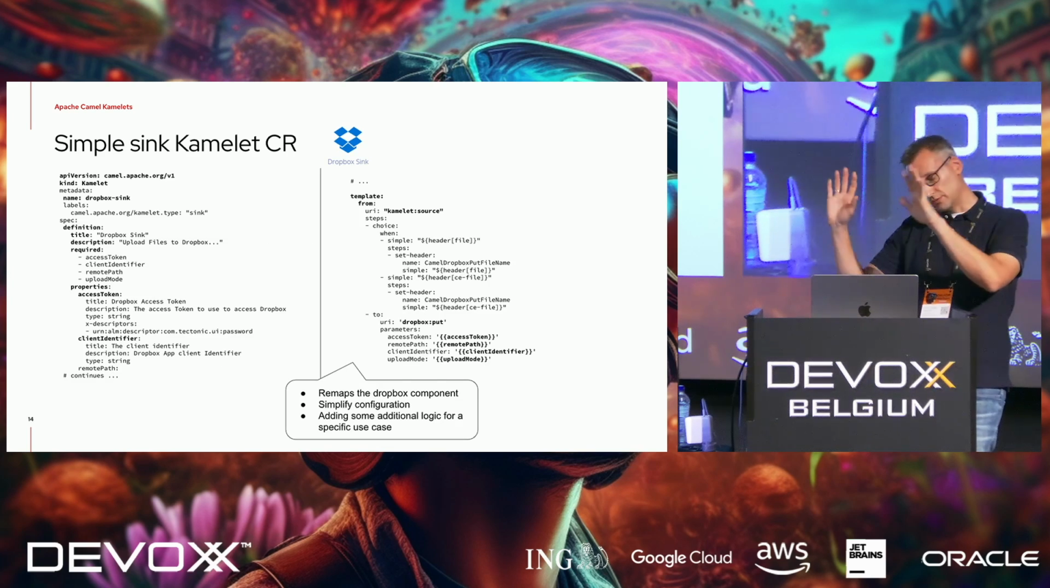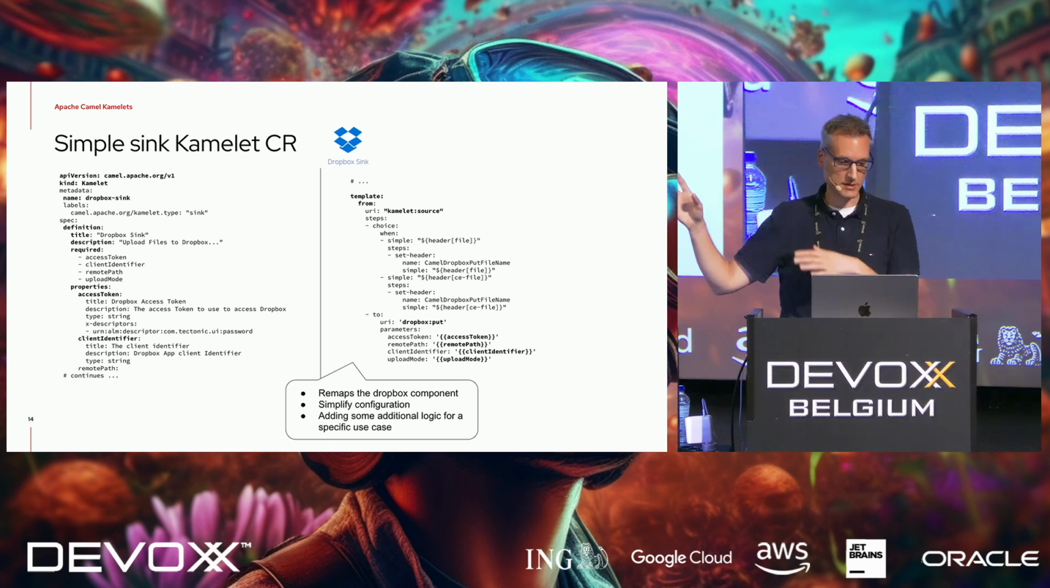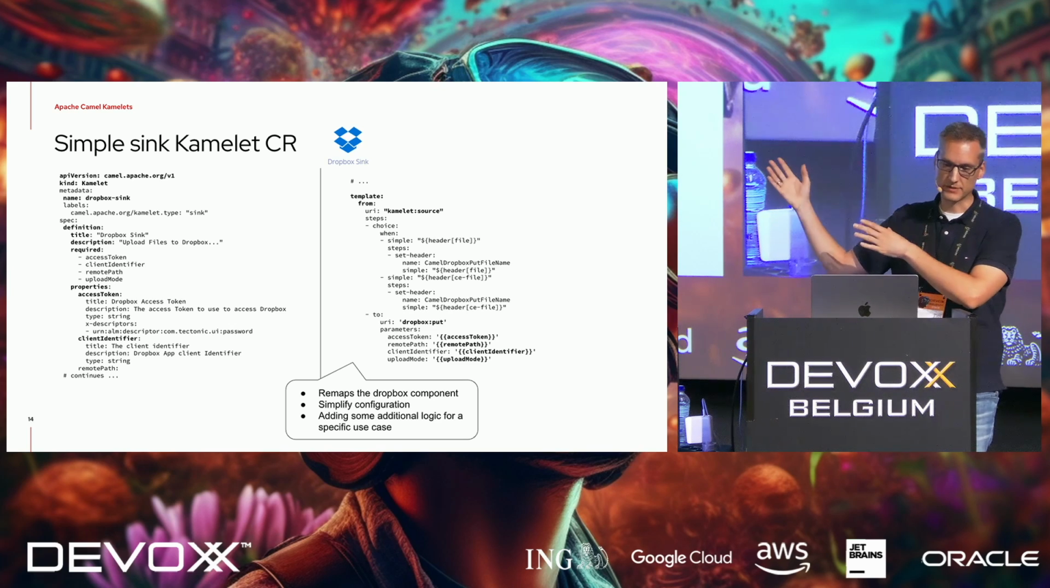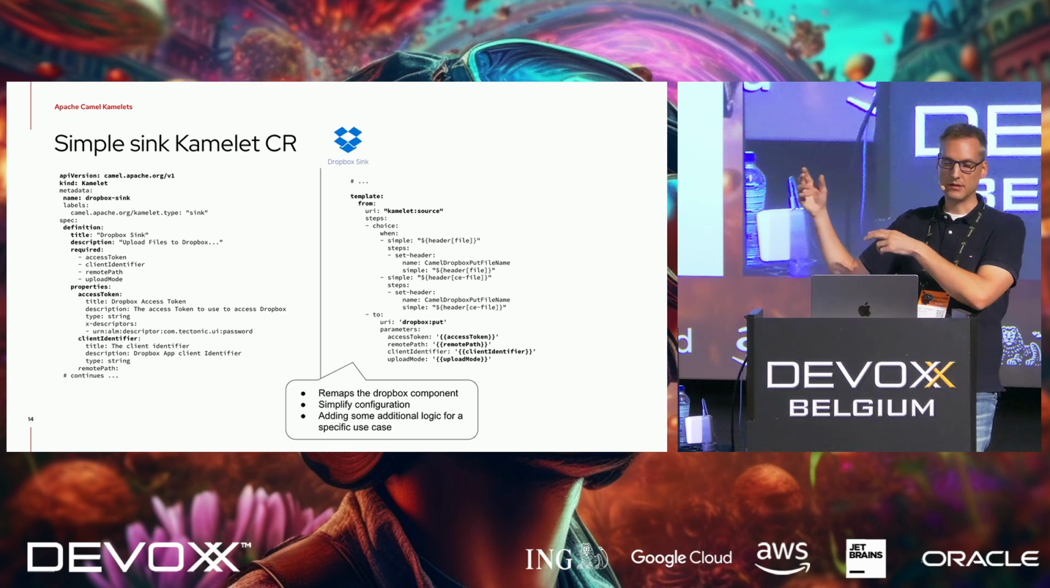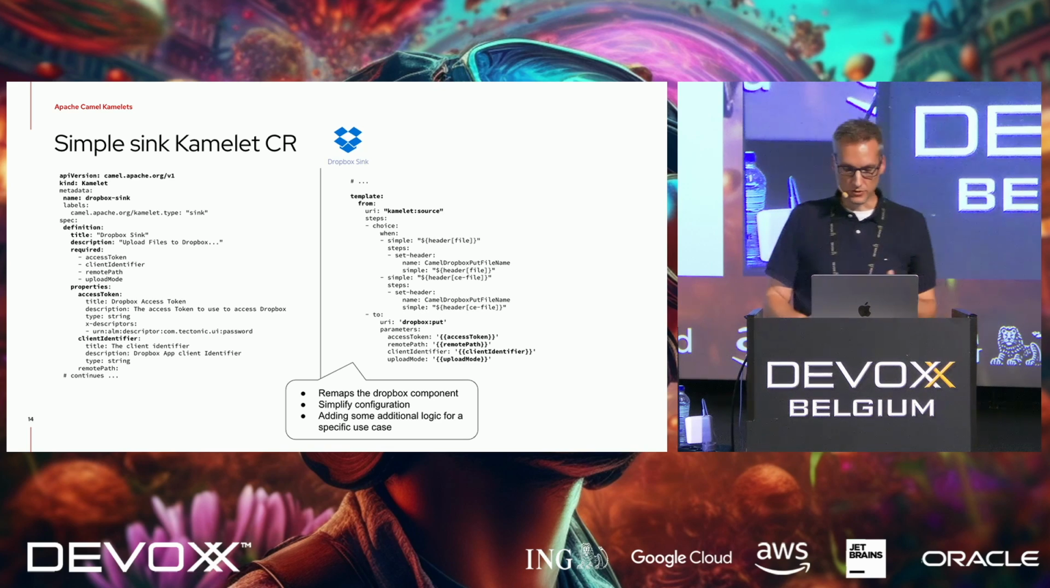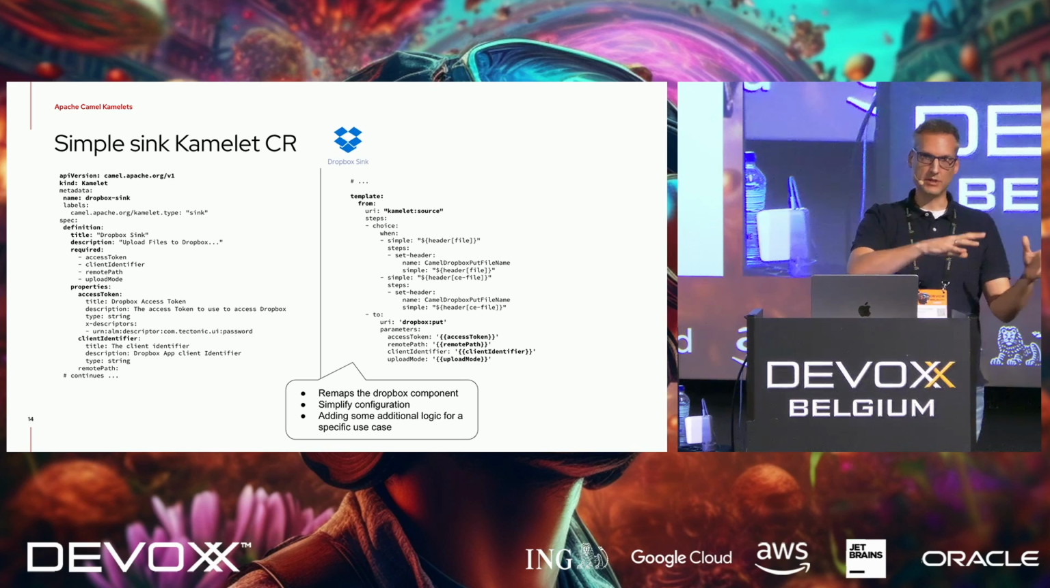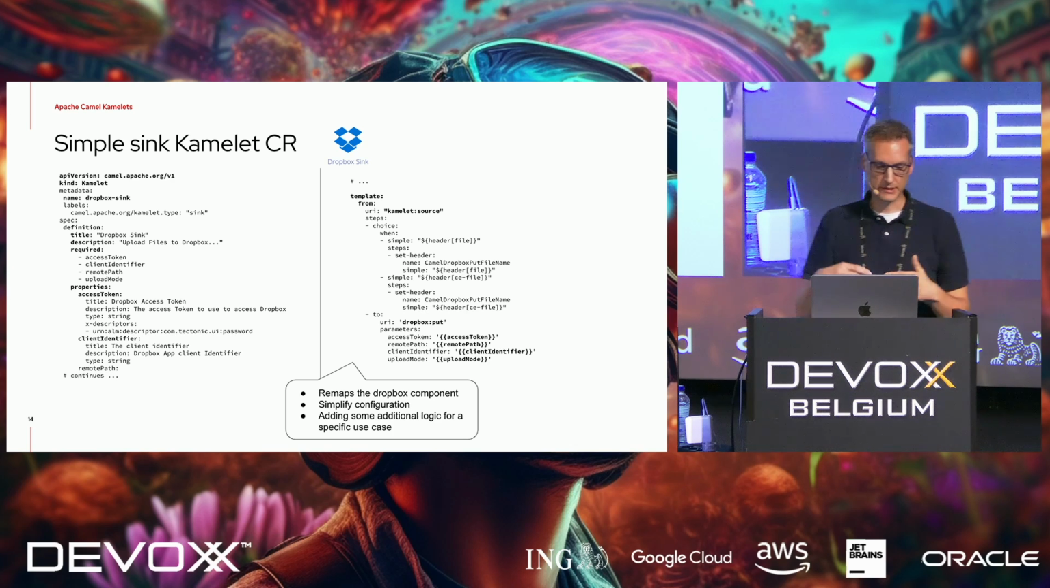Again, I don't want to go into much detail about writing a Camelet. This is an example so that you have seen an example. It's a single file, usually a YAML file, because it's also used as a custom resource later. So the thing for you to know is, again, this configuration part where you define the properties, like here the access token and the client identifier.